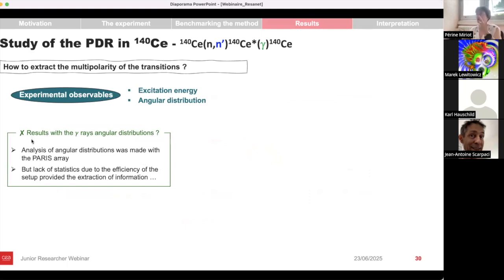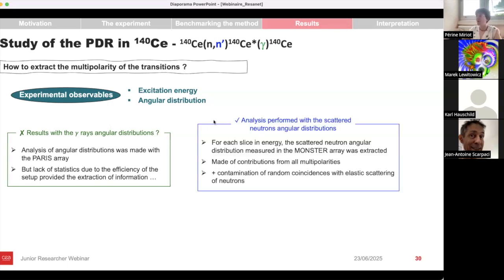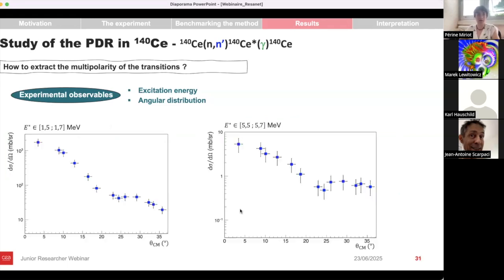So first, I tried to perform the analysis with the gamma rays angular distribution measured in Paris, but unfortunately, there was clearly a lack of statistics, and I was not able to extract information from the gamma ray analysis. However, with the scattered neutron angular distribution, I was able to perform the analysis. And so the analysis was first to plot the scattered neutron angular distribution. I show here the angular distribution for two slices in energy, at 1.6 MeV and here at 5.6 MeV.